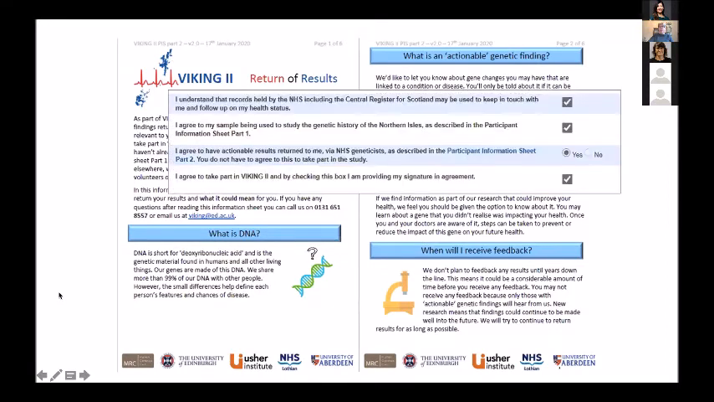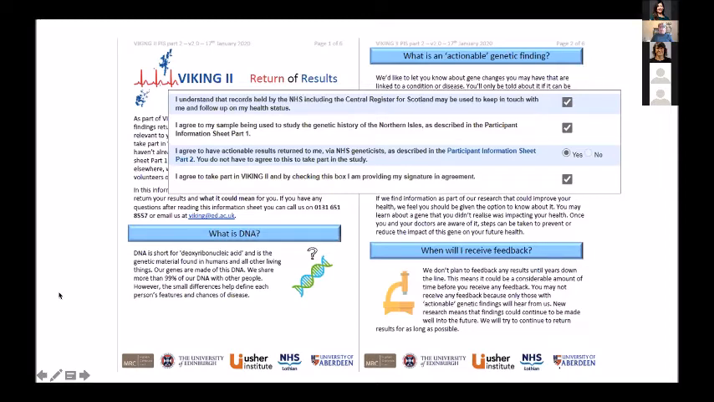And an important point is that all our consent clauses, and this is just a screenshot of some of them, all of the consent clauses are mandatory, apart from the clause about return of results, in which case there's a yes/no option. And if people don't want return of results, that doesn't affect their participation in the study. And that's important because it respects the right not to know.